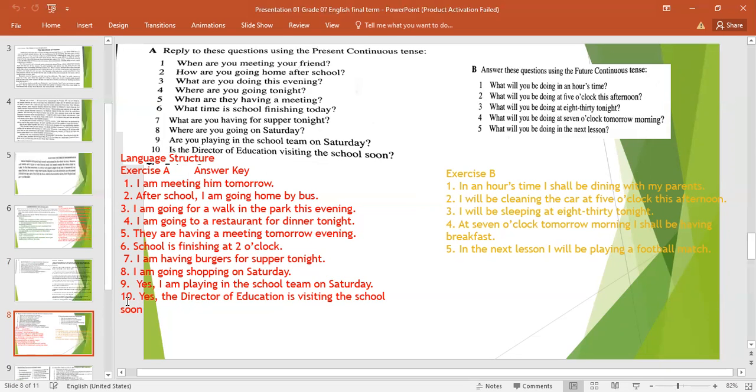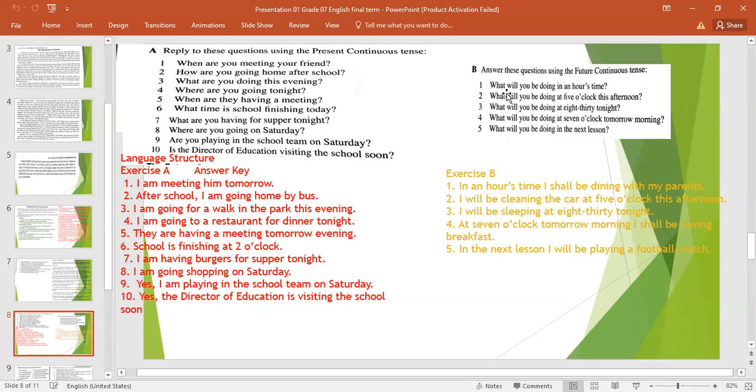The last sentence, number 10, is the director of education visiting the school soon? The answer is, yes, the director of education is visiting the school soon. Is visiting, this is present continuous. Dear student, here the exercise number B is mentioned on the screen. You can see it.